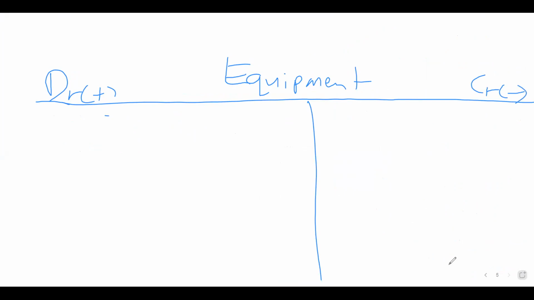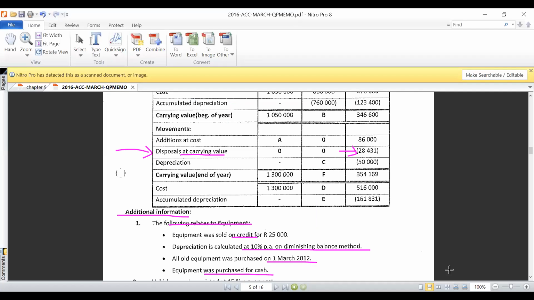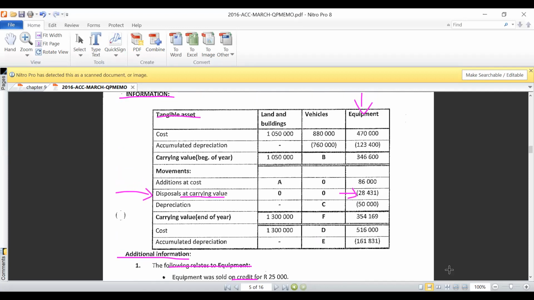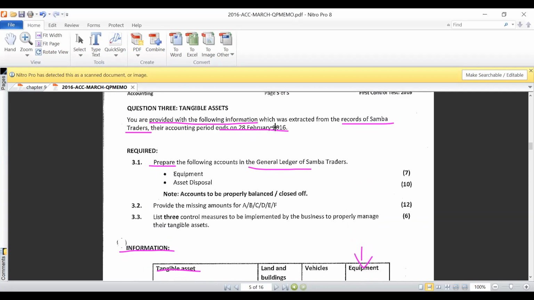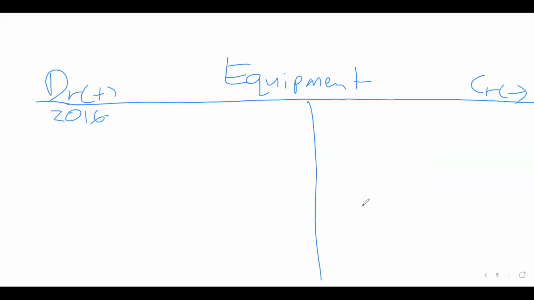Now, are you looking at the question also on your side? Because I want to make sure that when I'm writing things on the whiteboard, you can also follow. Okay, I'm good. All right, good. So notice here, we are dealing with the period ending 28 Feb 2016. So on our dates here, we can just have 2016, February. All right, on the 1st, there's a balance brought down.